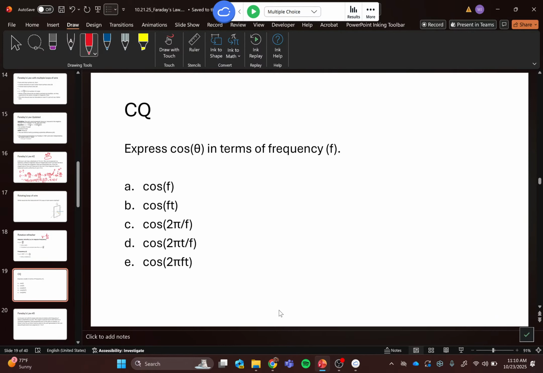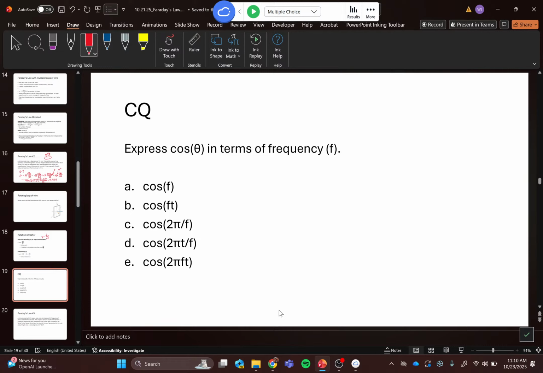Okay, so my next question to you, to help us with this derivation, we need to write theta in terms of frequency, because if our theta is changing, then we're not going to write it as just theta. We're going to write it in terms of a changing theta. Two steps here: you need to convert theta to omega, and you need to convert omega to f.